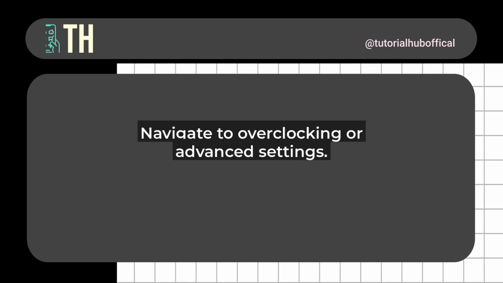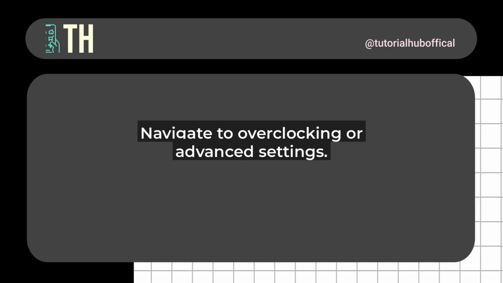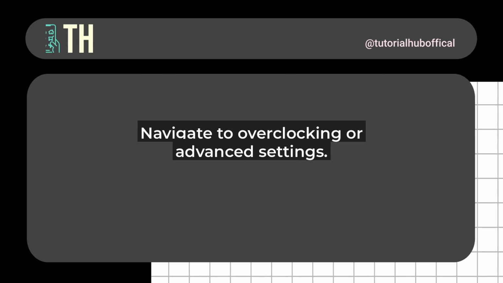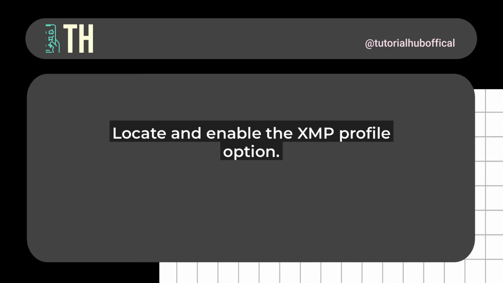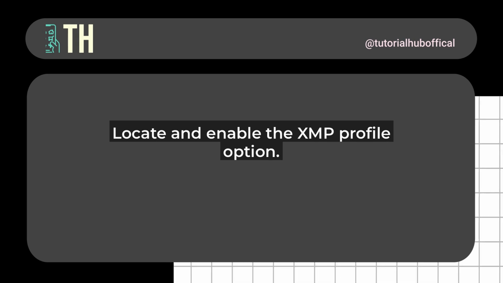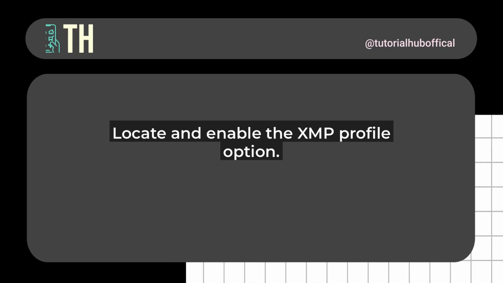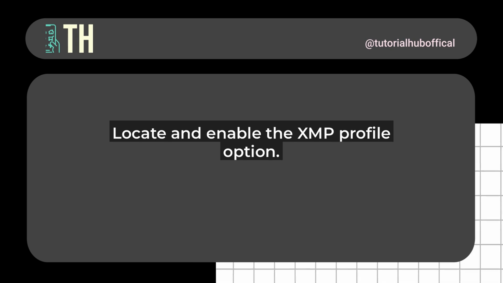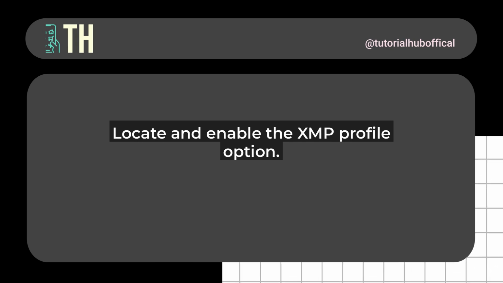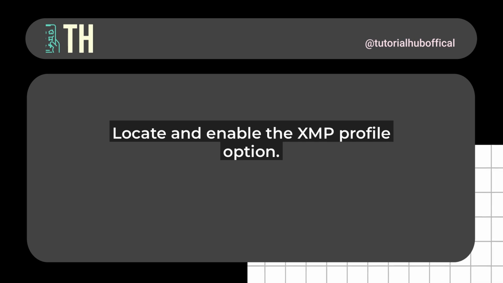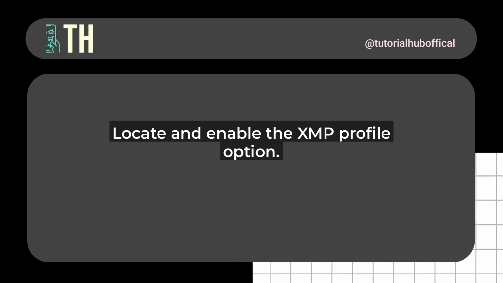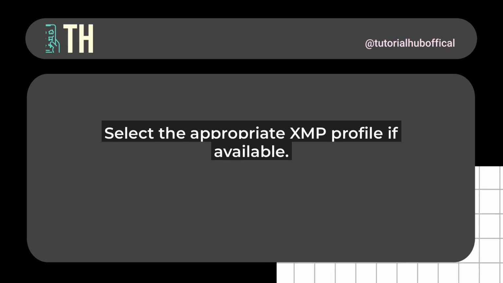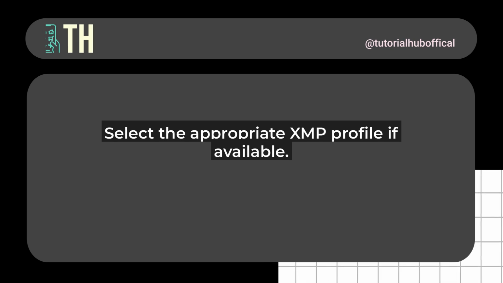To get started, you'll need to restart your computer and enter the BIOS setup. Most motherboards use keys like Delete, F2, or F10 during boot up, so keep an eye on the screen for prompts. Once you're in, navigate to the Overclocking or Advanced Settings section. This might be under a tab labeled OC, AI Tweaker, or something similar, depending on your motherboard manufacturer like ASUS, MSI, or Gigabyte.